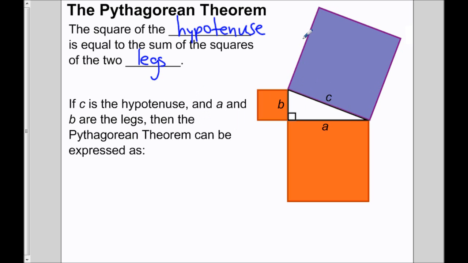So the area of the large purple square, that's C times C, which is C squared. Well, that's equal to these two squares added together. So the area of this one would be A times A, which is A squared, plus the area of this square, B times B, which is B squared. So this is the famous way of writing the Pythagorean theorem.